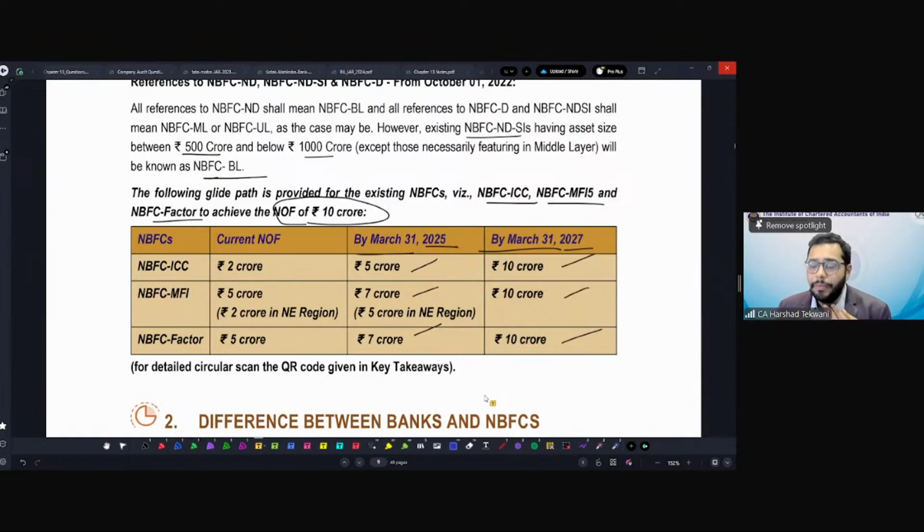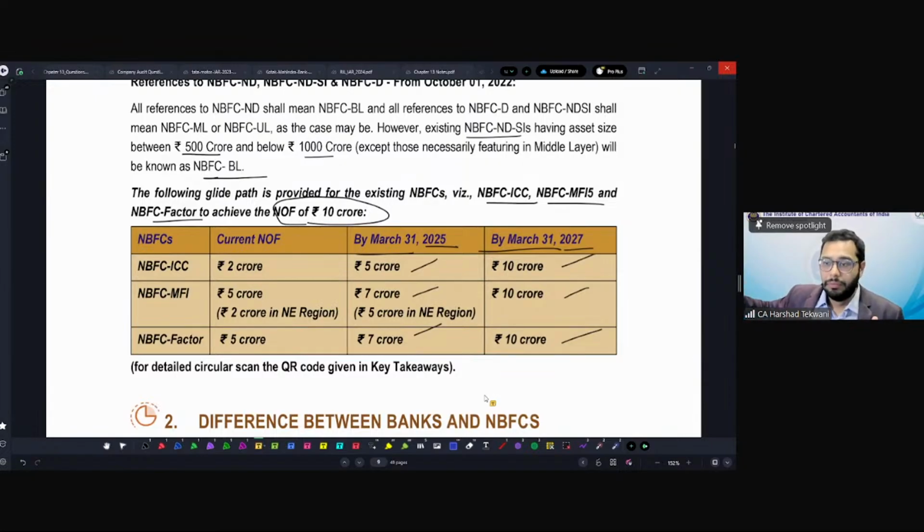That's why RBI said, do one thing, don't suddenly increase to 10 CR. I'll give you a timeline, let's say 2027. By the end of 2027, make it 10 CR. But you make sure that at the end of 2025, you reach 5 or 7 CR. And then at the end of 2027, you reach 10 CR. So from 2022 to 2027, I am giving you 5 years to increase from 2 CR to 10 CR in a stepwise way.